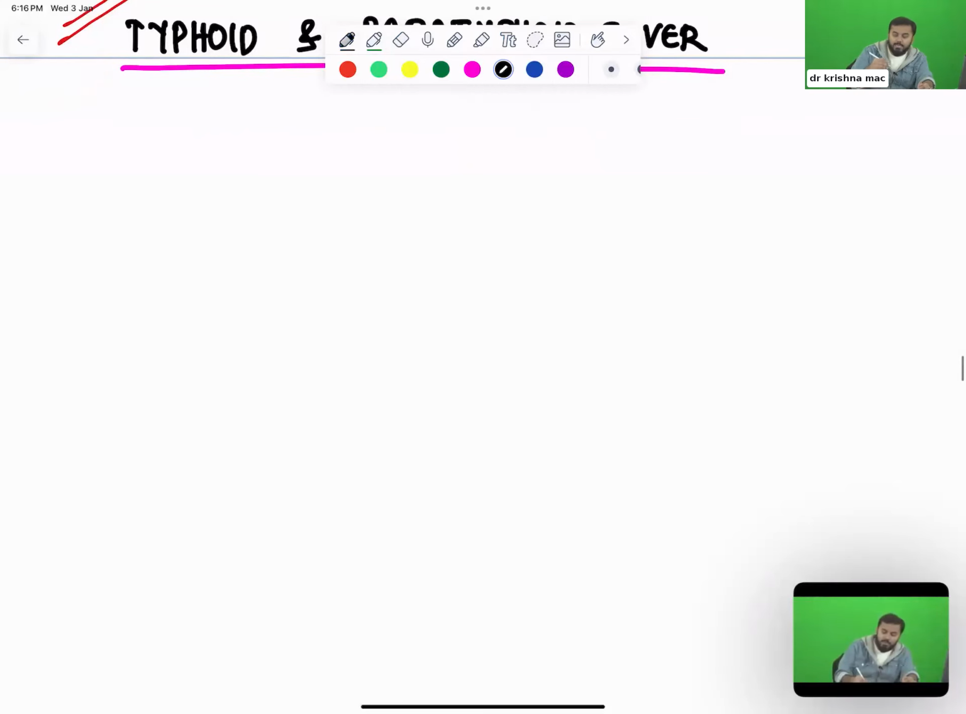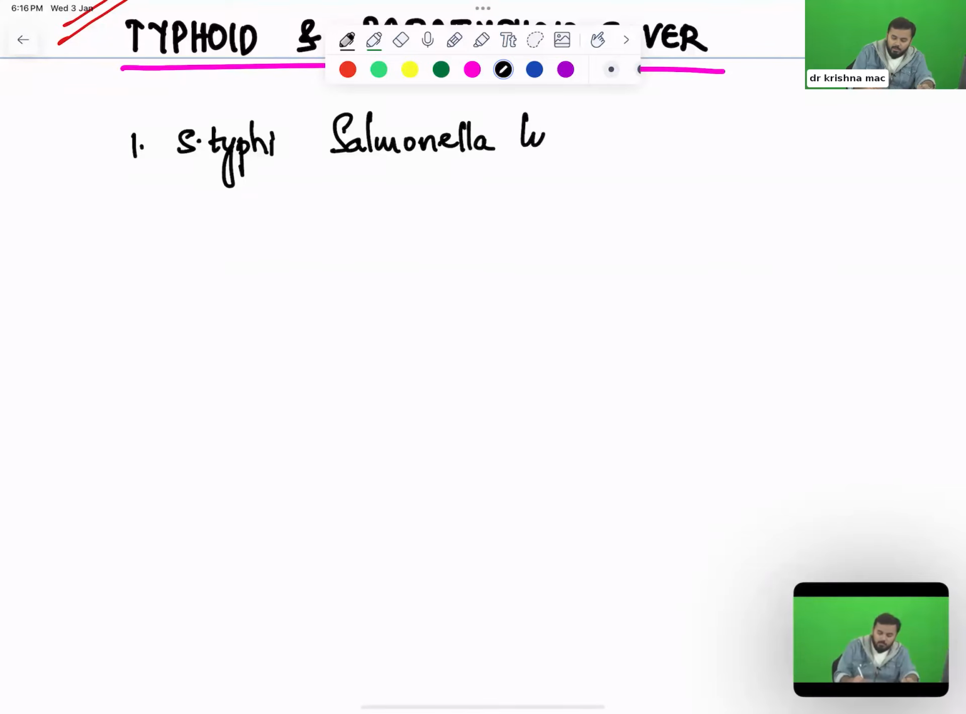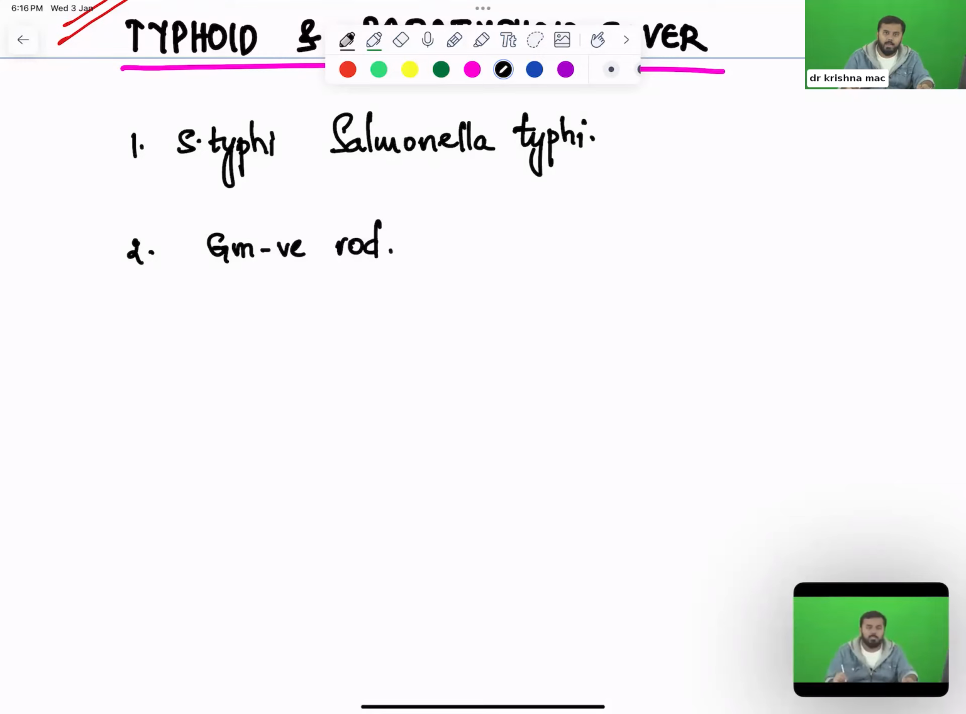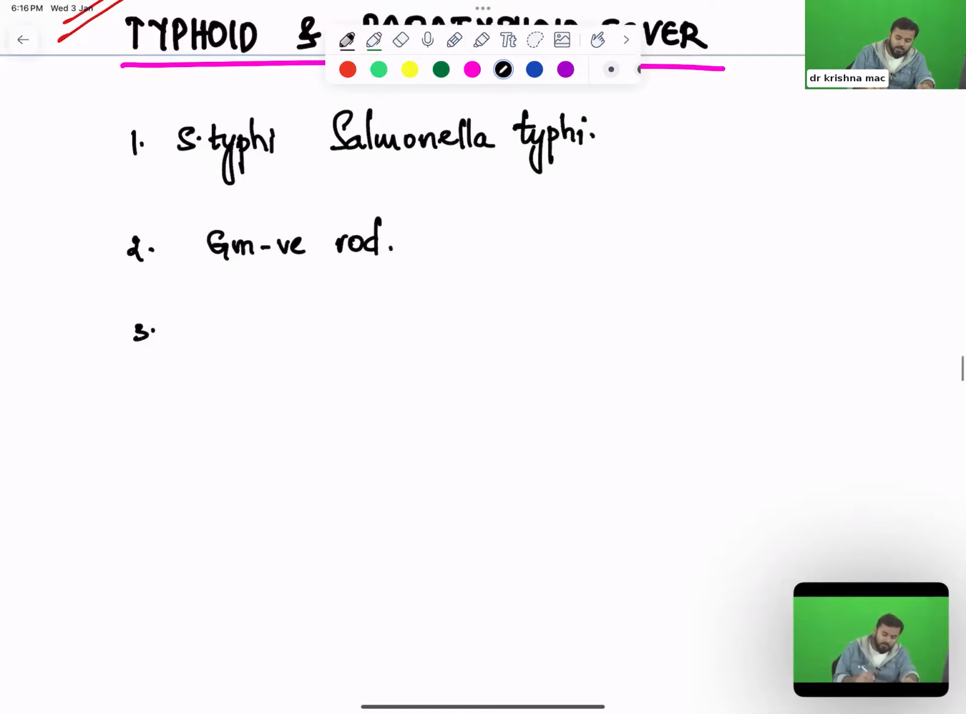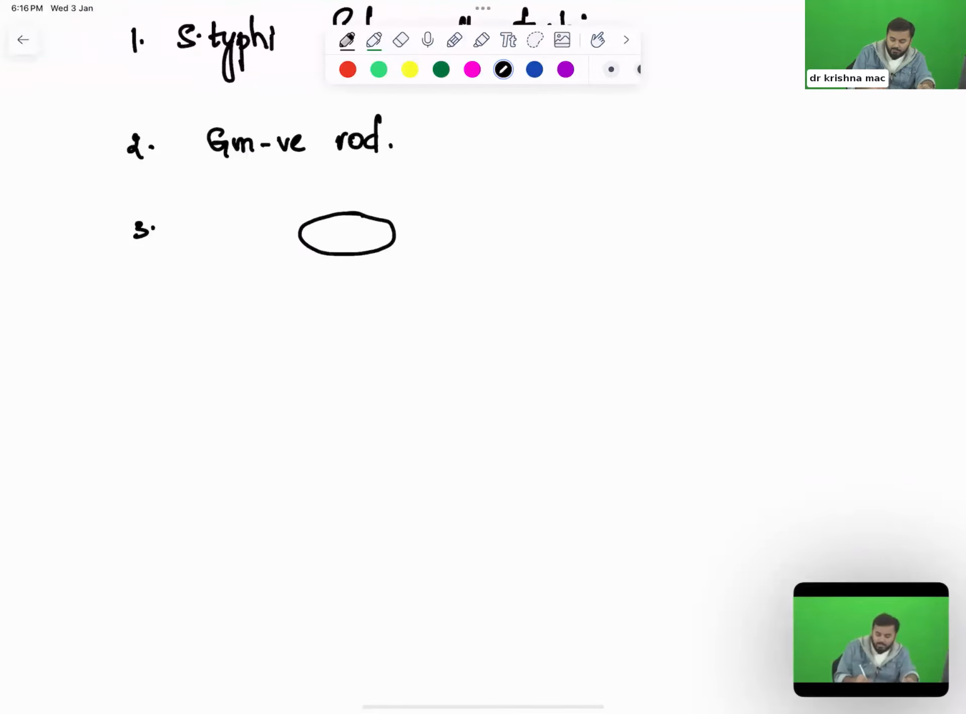Before we enter into the real processes, first we shall write down some important steps. First important thing is that this is caused by Salmonella typhi. Second important thing is that this is a gram-negative rod-shaped bacteria. Third, if this is a bacillus, a gram-negative rod means it will be a bacillus.